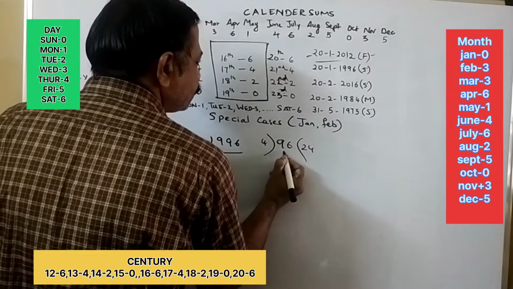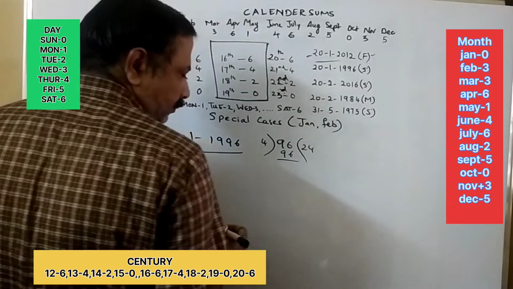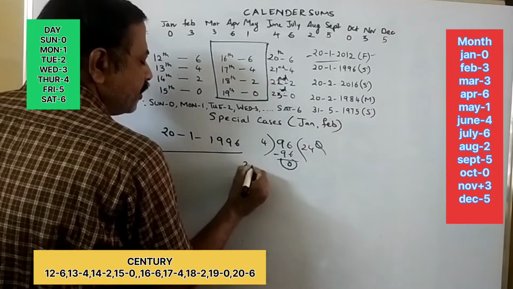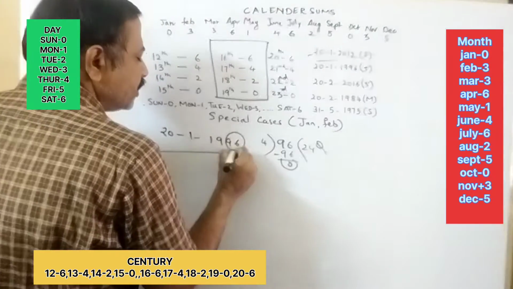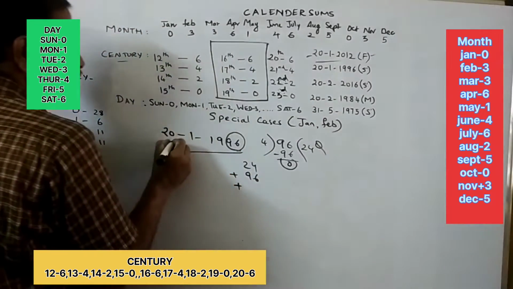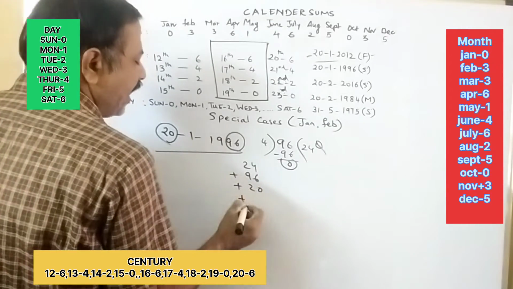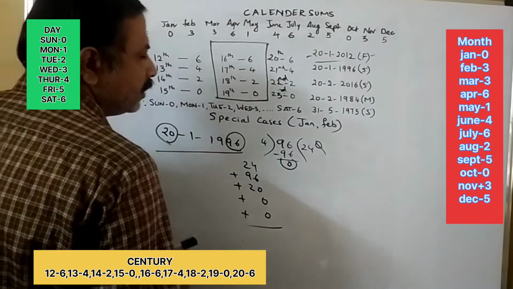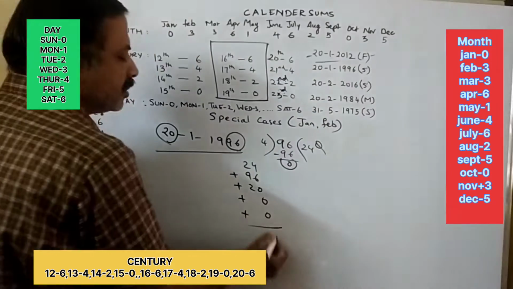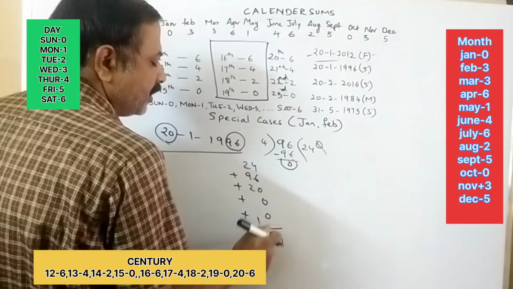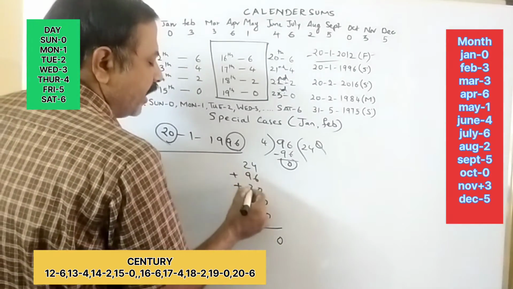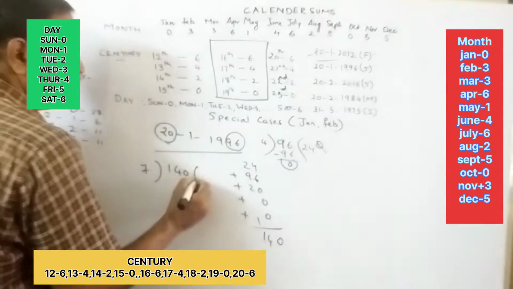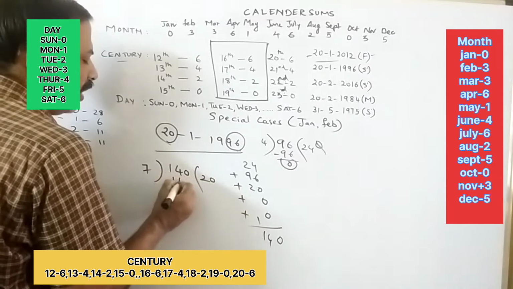For 24, the remainder is 0. What I am doing, this is called the quotient. So 24 plus the last two digits 96, plus the date 20, plus January 0, plus the 19th century, that is 1900 to 1999, code is 0. So 6 plus 4 is 10, 11, 12, 13, 14. So 140 I got.